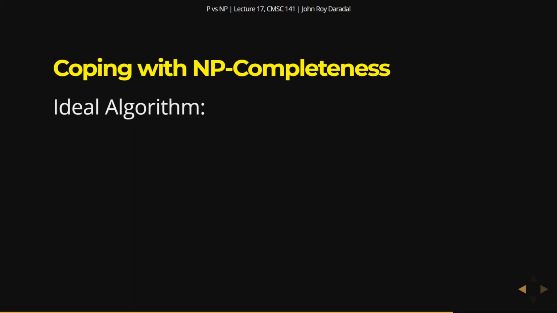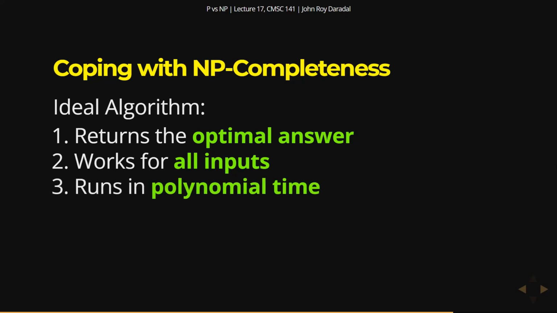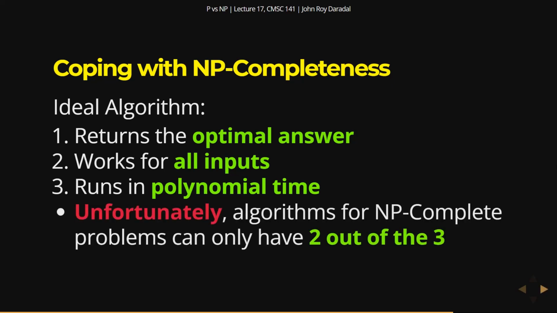Ideally, our algorithm has to return the optimal answer. So we want the best possible answer for it. And it should work for all inputs. And it should run in polynomial time for it to be tractable. That's the ideal algorithm. Unfortunately, currently, our algorithms for NP-complete problems can only have 2 out of the 3. So you have to pick which one you have to leave out.